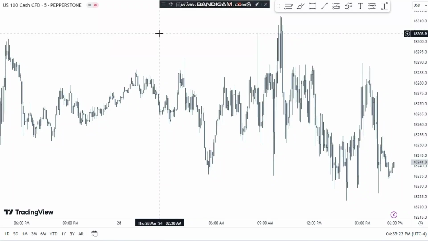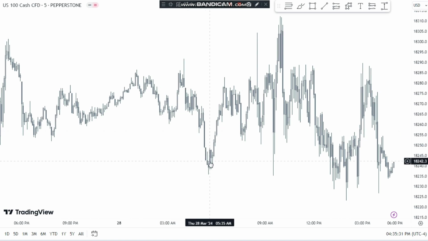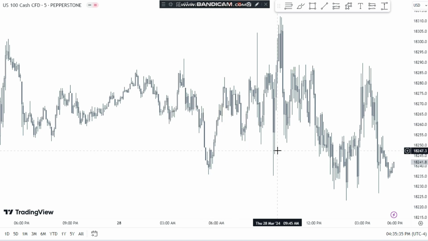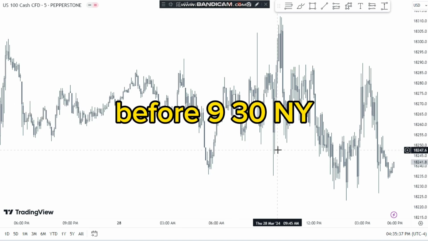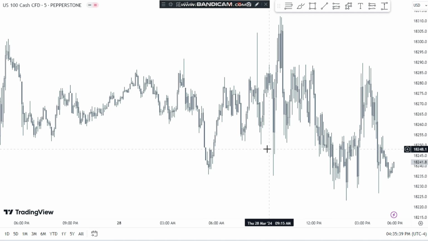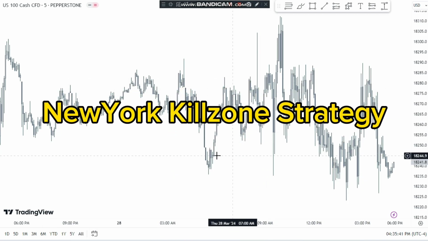Today's ICT trading strategy is for those who don't want to study the charts all day long, because in this strategy, you will have to enter into your trade after 5 a.m. New York time, and you will get out of your trade before 9:30 a.m. New York time. This is why this strategy is called the New York Killzone strategy.